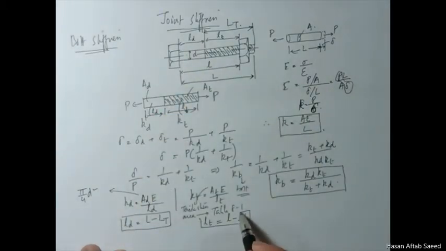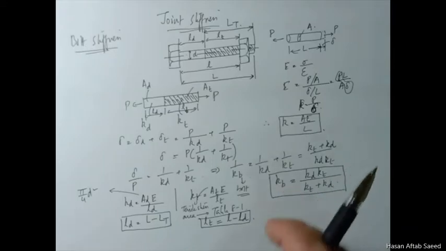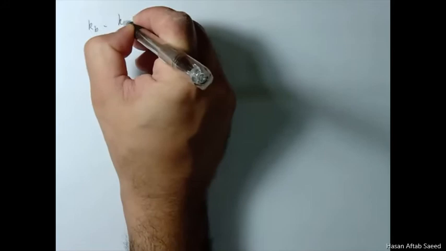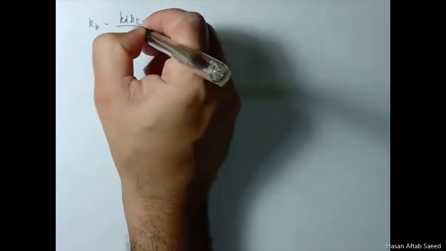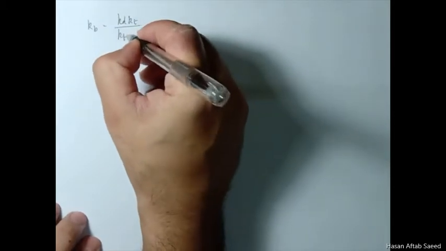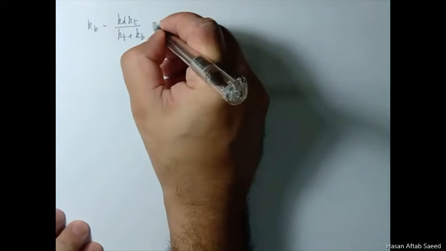So with these values and AT and AD, you are in a position to calculate this KB. KB, let's start with KD KT over KT plus KD. Put the values.